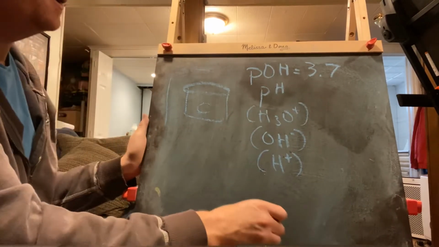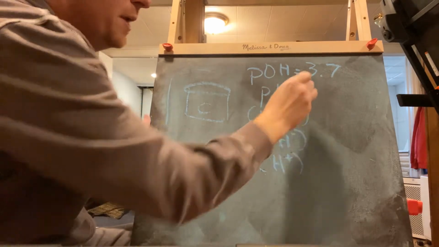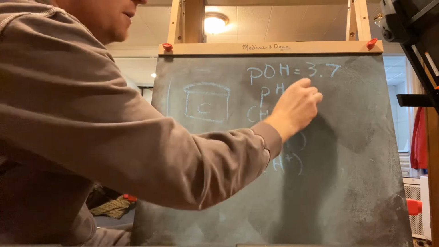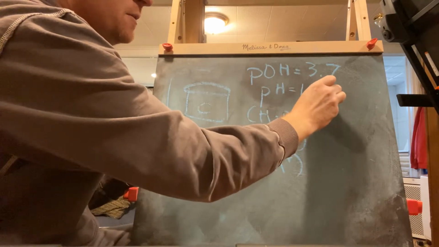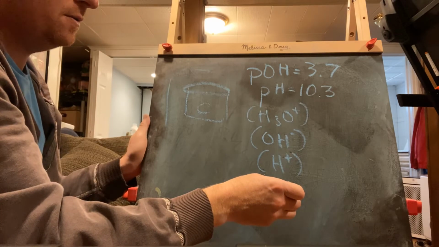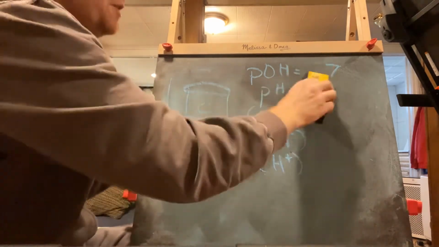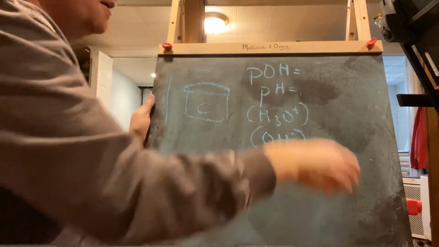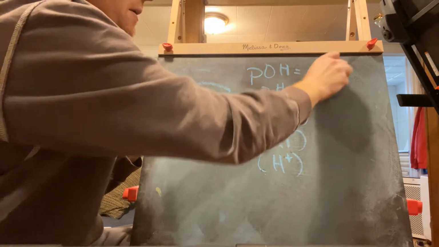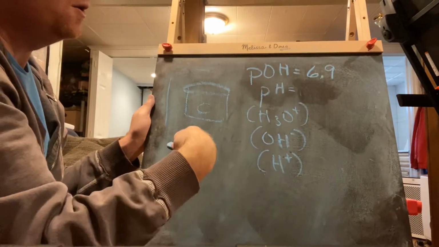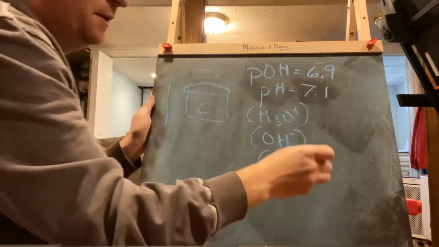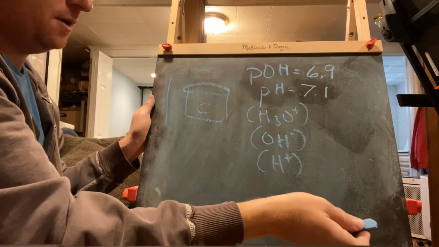So here we go. Right away, you should be able to tell me that my pH is 10.3. This is the exact same numbers. Let me just change this up a little bit. All right, let's make it 6.9. Okay, so pH would be 7.1 because pH plus pOH is 14.